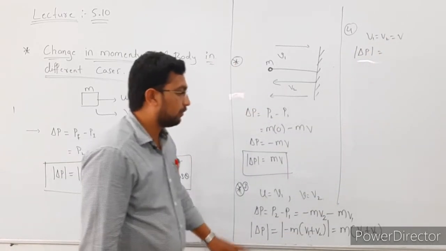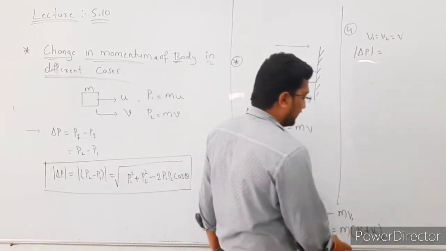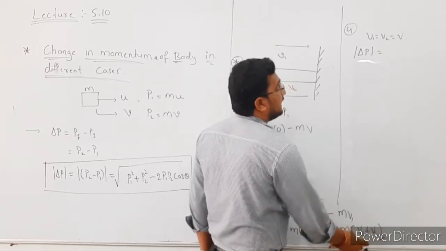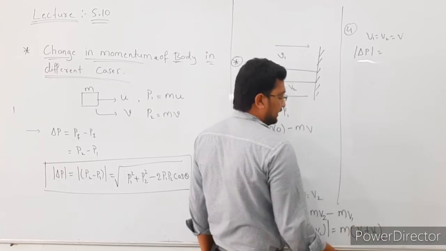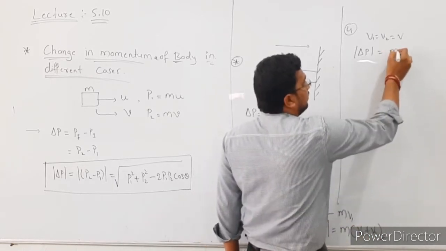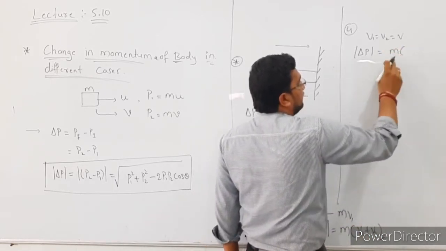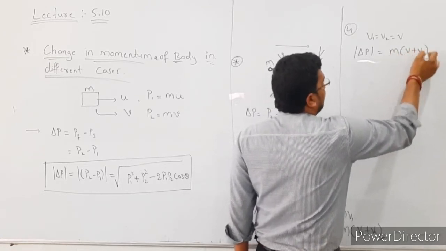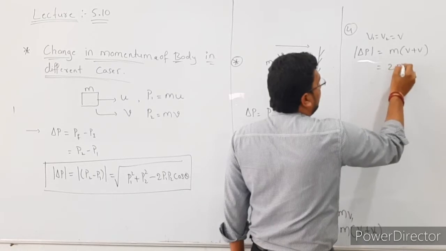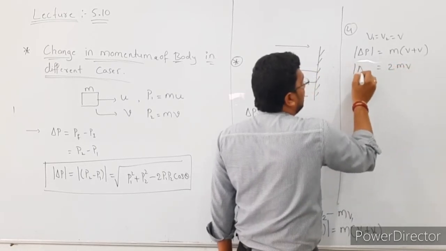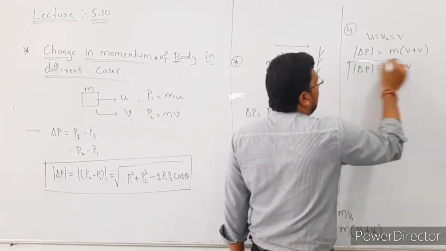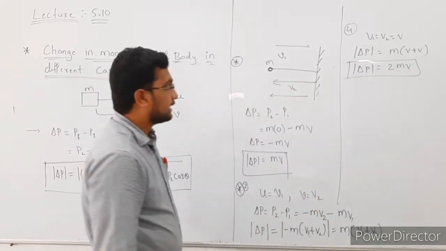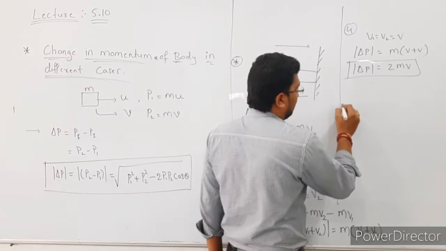So then the magnitude of change in momentum is equal to m bracket of v1 plus v2. But in this case, v1 and v2 value is v. So the magnitude of change in momentum is equal to m bracket of v plus v. So this is equal to 2mv. The magnitude of change in momentum, its value is 2 into m into v.